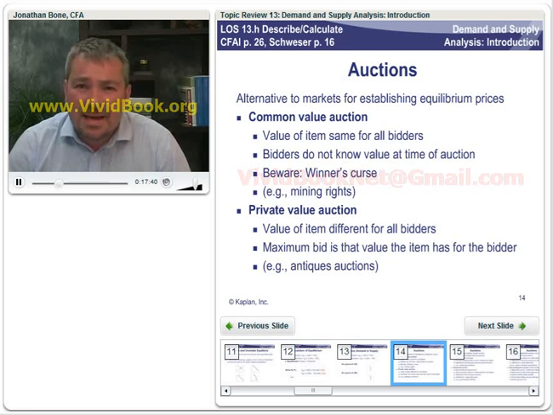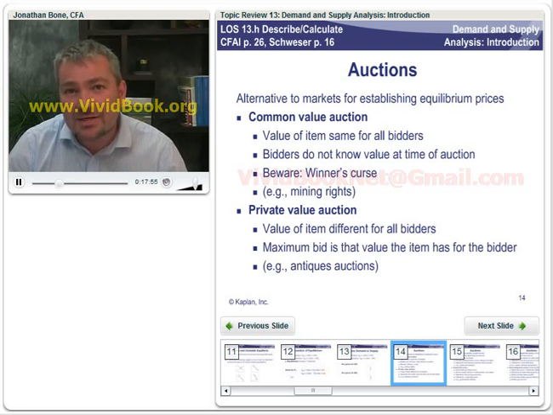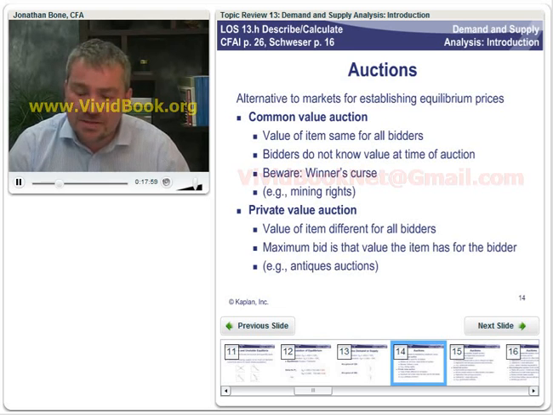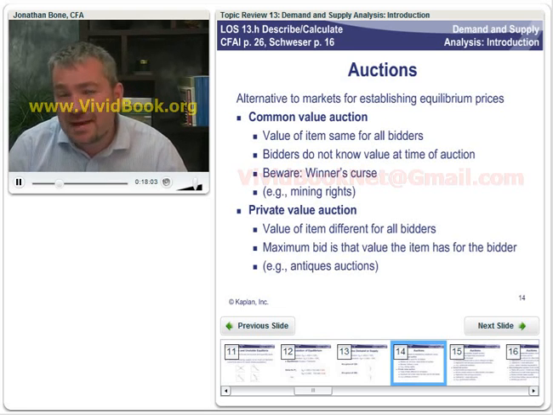The key bit with the common value auction is the value of the item being auctioned will be the same for all the bidders. The really key bullet point here is the bidders do not know the value at the time of auction. They do not know how much this will actually be worth to them. And we've said, beware the winner's curse. The danger in this scenario, therefore, is bidding too much. Given that you don't know the value of the item, you could overpay for it.